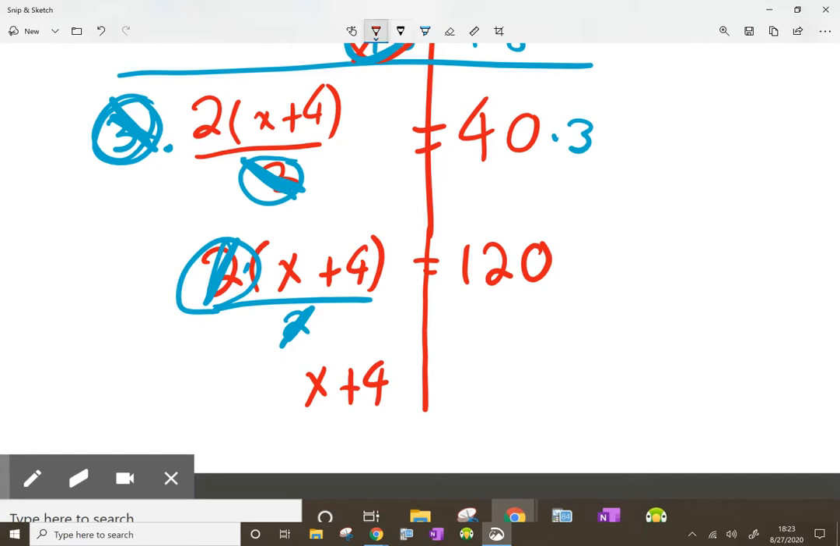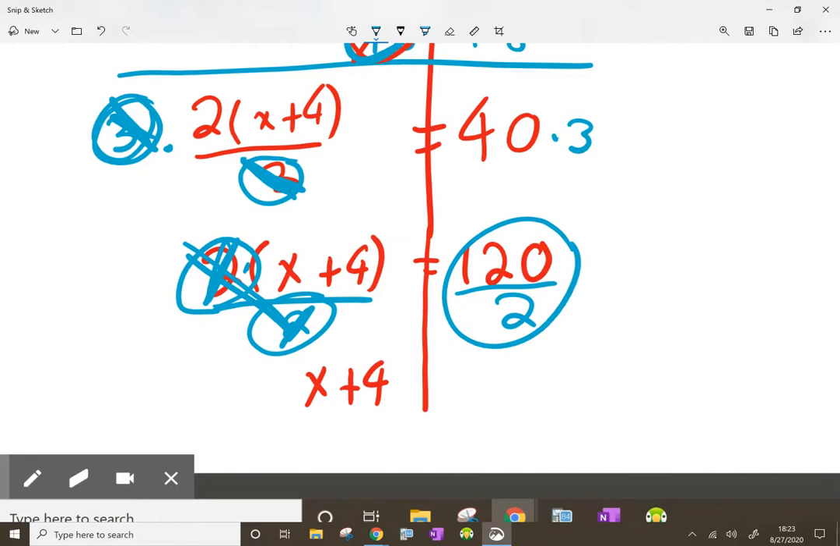But don't forget, though, that since we divided by 2 on the left side, we also have to divide by 2 on the right side. And this is where we actually do make the calculation. On the left side, it just canceled out. But on the right side, we actually have to simplify those numbers. So 120 divided by 2 ends up being 60. So we're going to say equals 60.